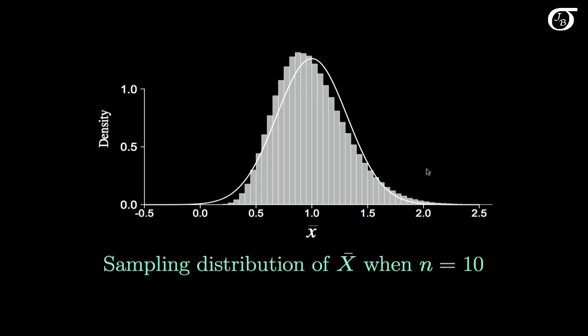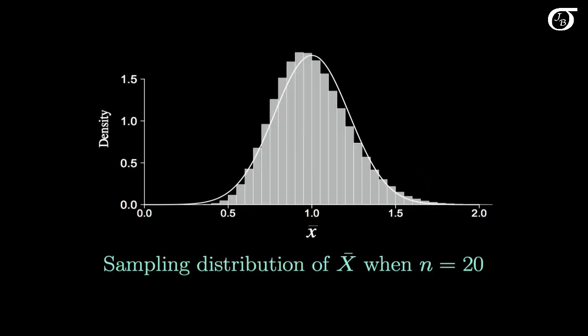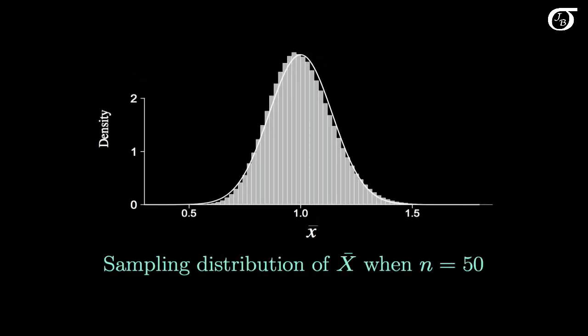When n is 10, we're getting a little bit closer, but we can still see some of that skewness. When n is 20, we're getting closer still. And when n is 50, this histogram of sample means, which is approximately the sampling distribution of x bar when n is 50, is pretty close to that superimposed normal curve. So for a sample size of 50, the sampling distribution of x bar is pretty close to normal. If I did this for larger and larger sample sizes, it would look better and better and closer to that superimposed normal curve.